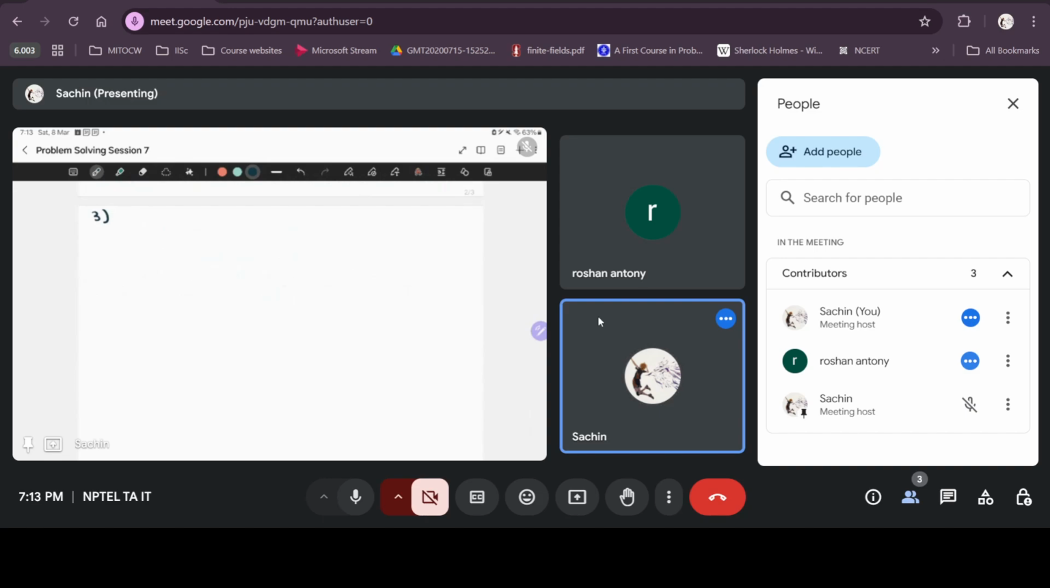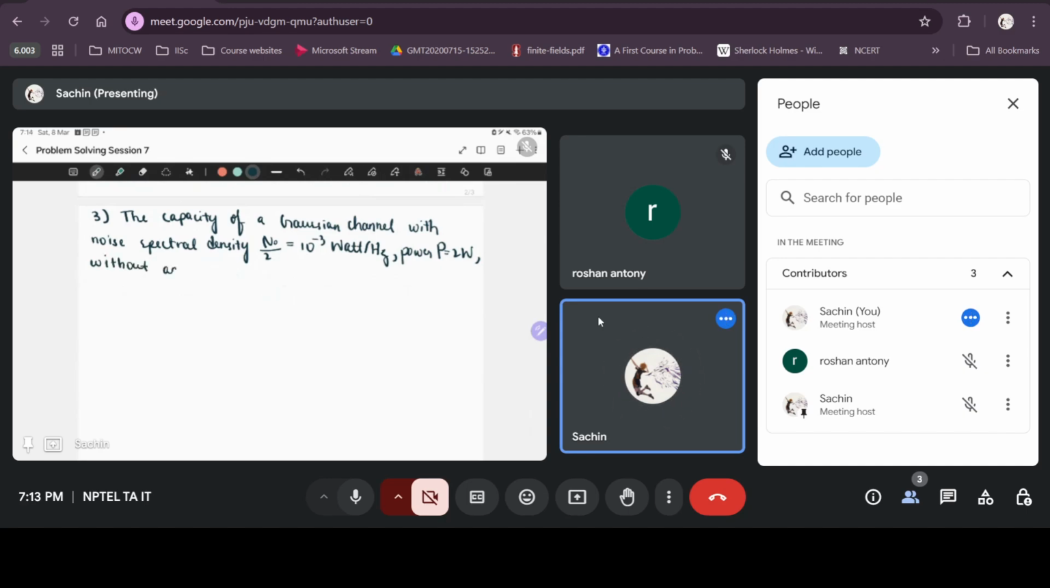Question number 3. The capacity of a Gaussian channel with noise spectral density N0 by 2 equal to 10 power minus 3 watts per hertz, power P equal to 2 watts, without any bandwidth constraint is: option A 0 bits per second, option B 1.44 kilobits per second, option C infinite, and option D none of the above.